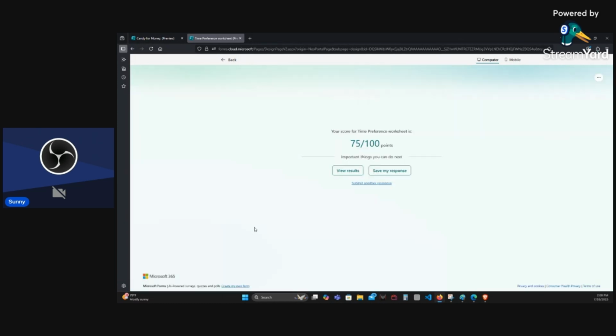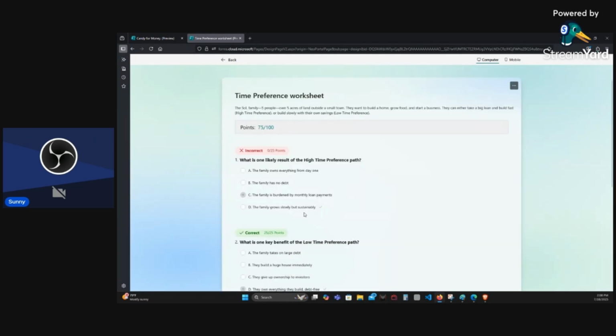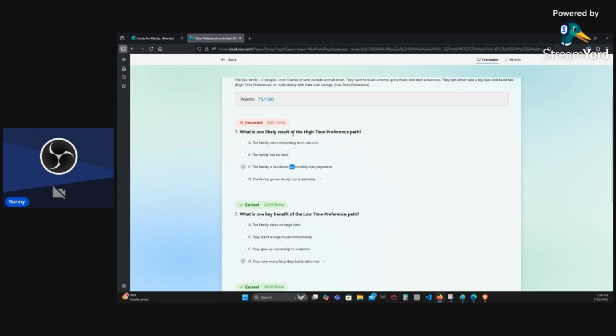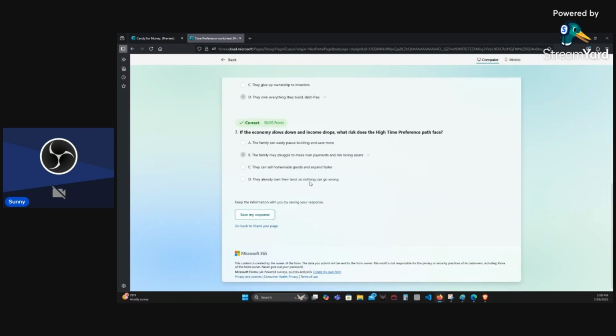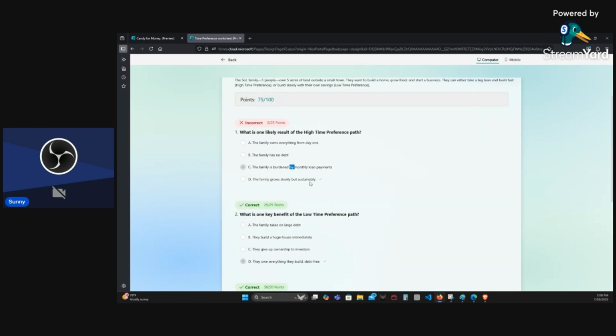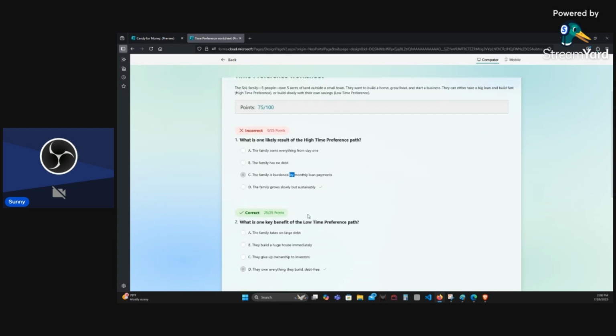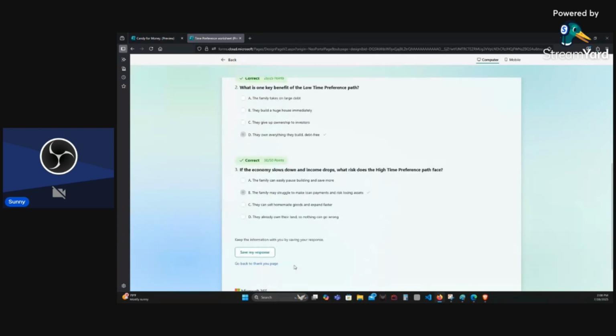Let's submit. Oh, 70. Whoa, I'm so sorry, guys. Let's see what I got wrong. The family is burdened. So we did pick the right answer. I just accidentally picked the wrong answer as the right answer. What is one likely result of the high time preference path? It would be that the family is burdened by monthly loan payments. The family grows slowly but sustainably. That is a low time preference. So I'll make sure I fix this before you guys get into it. But this should be 100. We got 100 because we did pick C, D, and B.